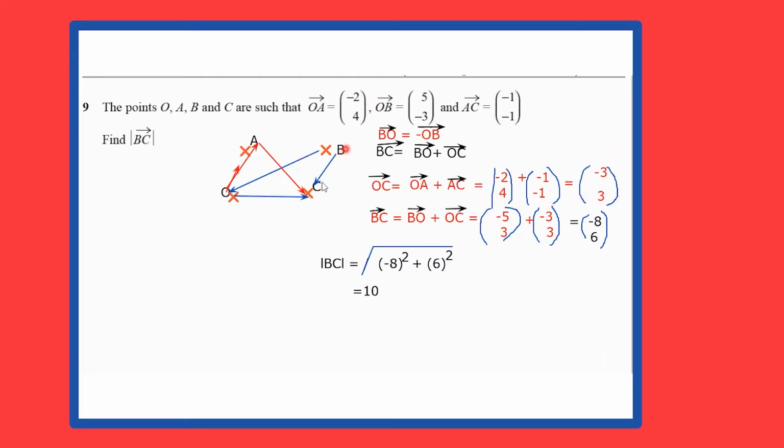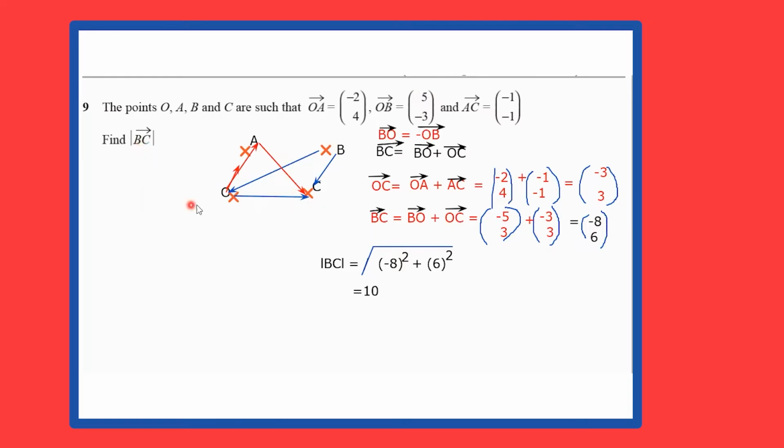Now to get BC, I have to go from BO to OC. BO is the negative of OB, so I take the negative of this, which is (-5, 3). And I add OC, which is (-3, 3). So -5 and -3 is -8, and 3 plus 3 is 6. That is my BC. Now the question they're asking us is the modulus of BC.